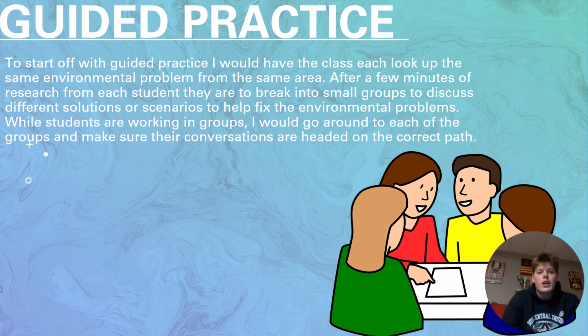For the guided practice, to start off, I would have the entire class look up the same environmental problem from the same area. After they research that for a few minutes on their own, I would have them break up into small groups and discuss different solutions or scenarios and figure out how this problem could be fixed. While the students are working in their groups, I would go around to each of them, just to make sure their conversations are on task and that they're headed on the right path.